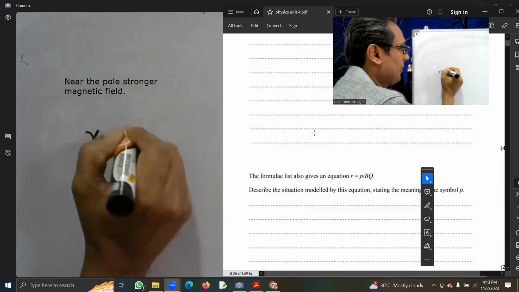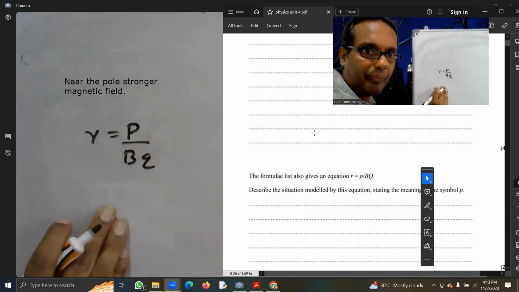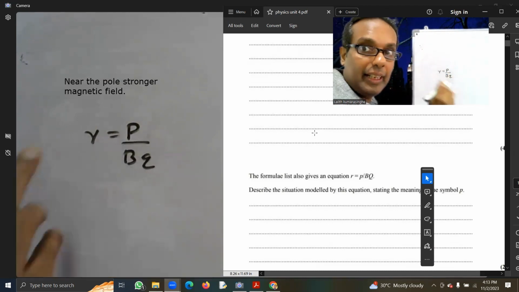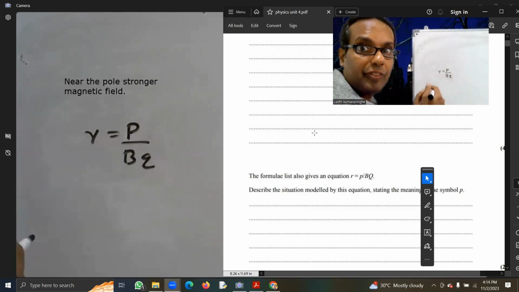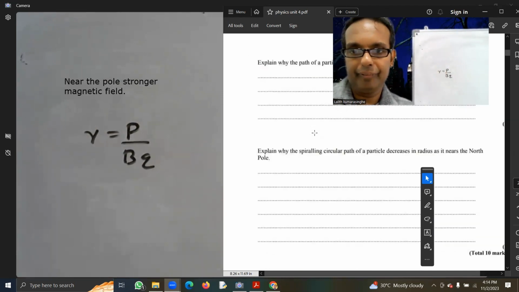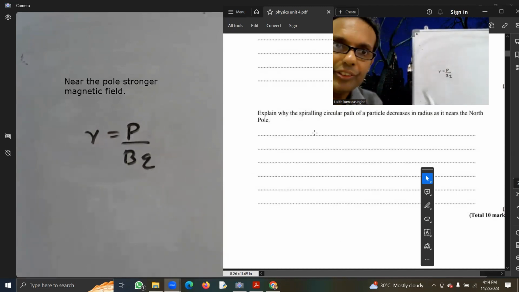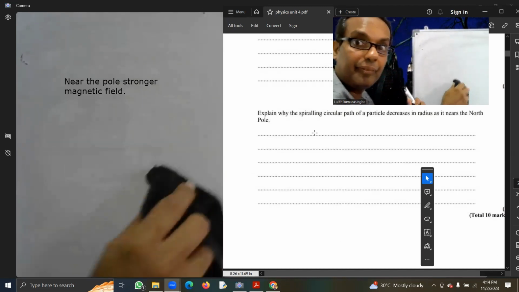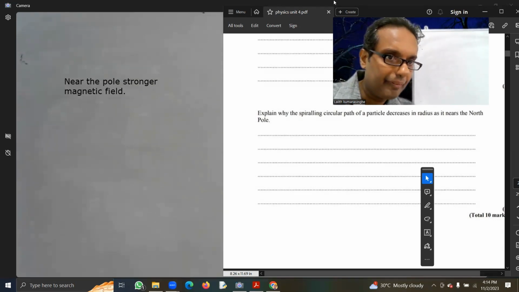R is equal to p over BQ. Magnetic field strength and radius are inversely proportional. Near the pole, magnetic field strength increases, therefore radius will decrease. That's one way of answering the question. But there is another way. Some students answer this question in another, general way, and the examiner also gave marks for that. We'll discuss that way.